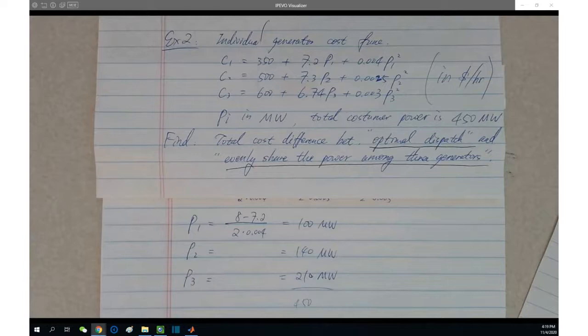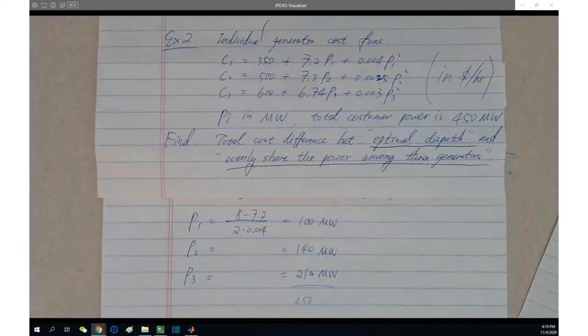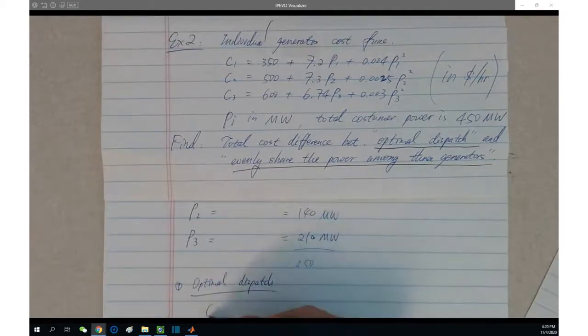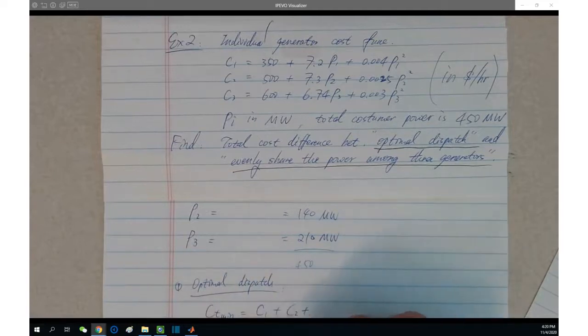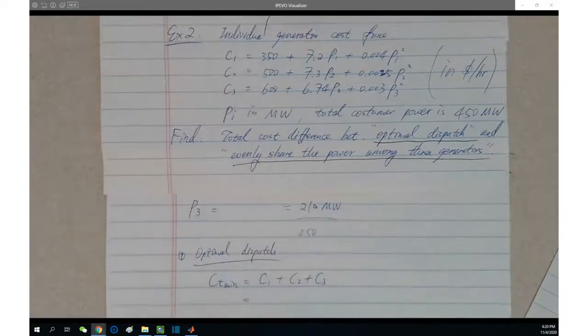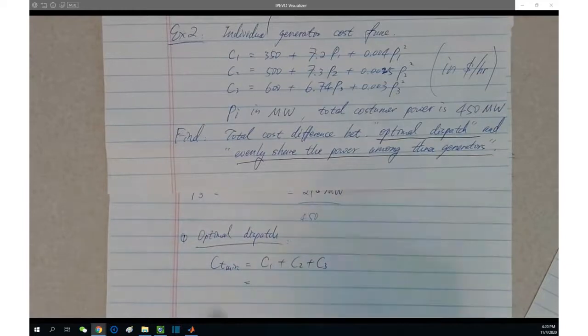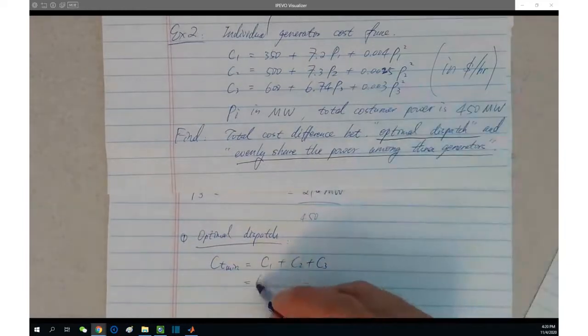P1 through P3. Then next is go to case 1, which is optimal dispatch. Optimal dispatch equals to what? Equals to C1 plus C2 plus C3. This requires some patience here, all right? You need to substitute p-values into all three. So what do you got?